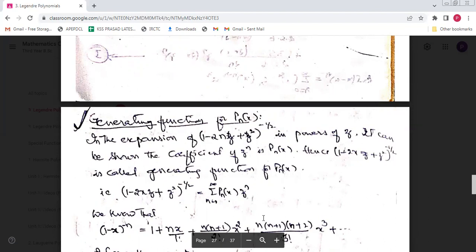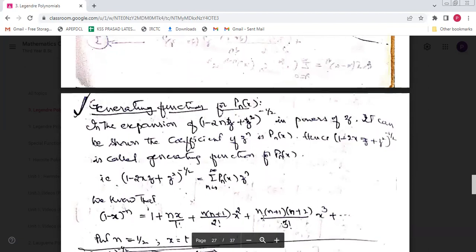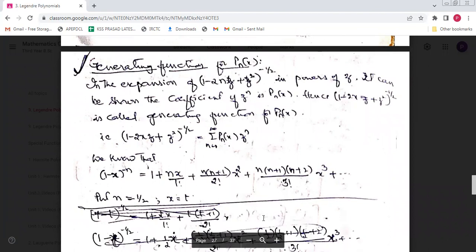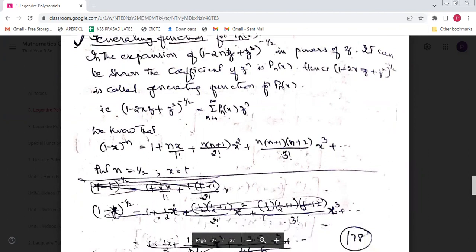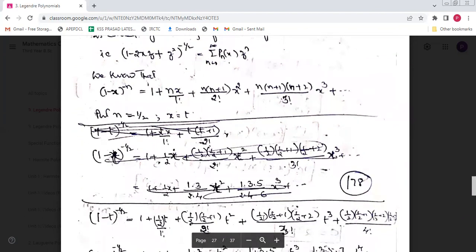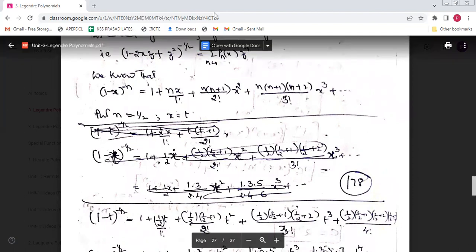So in order to do this, first of all, recollect that (1 − x)^(−n) is equal to 1 + nx + n(n + 1)/2! x² + n(n + 1)(n + 2)/3! x³ and so on. When n is equal to half and x is equal to t, the above equation can be written as (1 − t)^(−1/2). So that is nothing but 1 + half into t divided by 1 factorial, plus half into half plus 1 divided by 2 times t². So we are applying the binomial theorem.